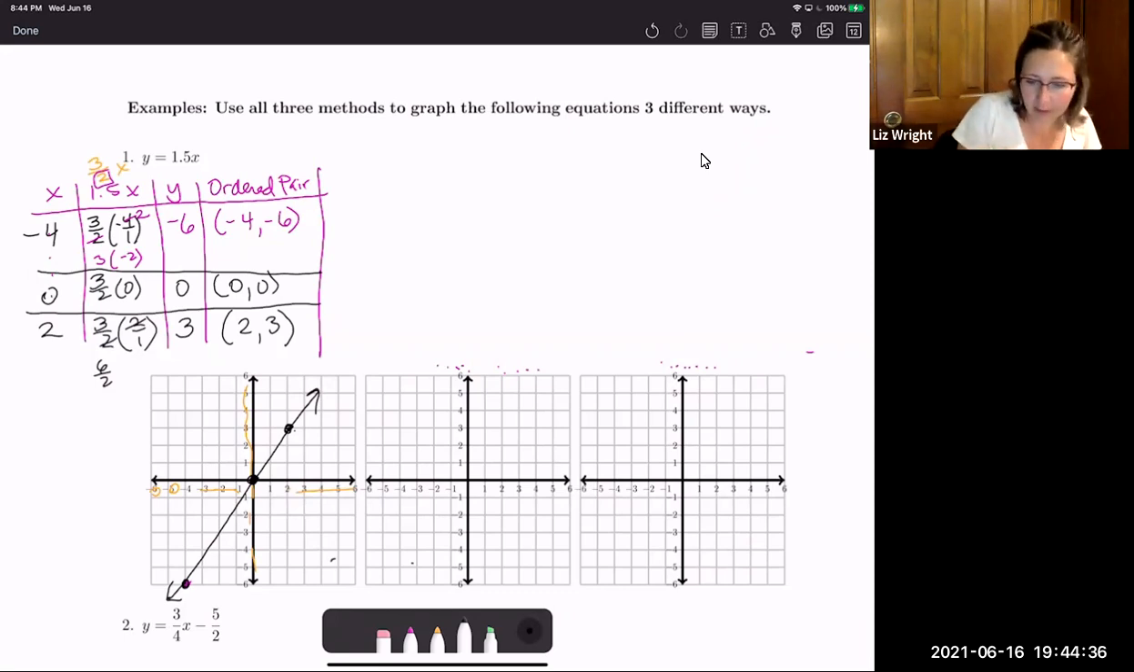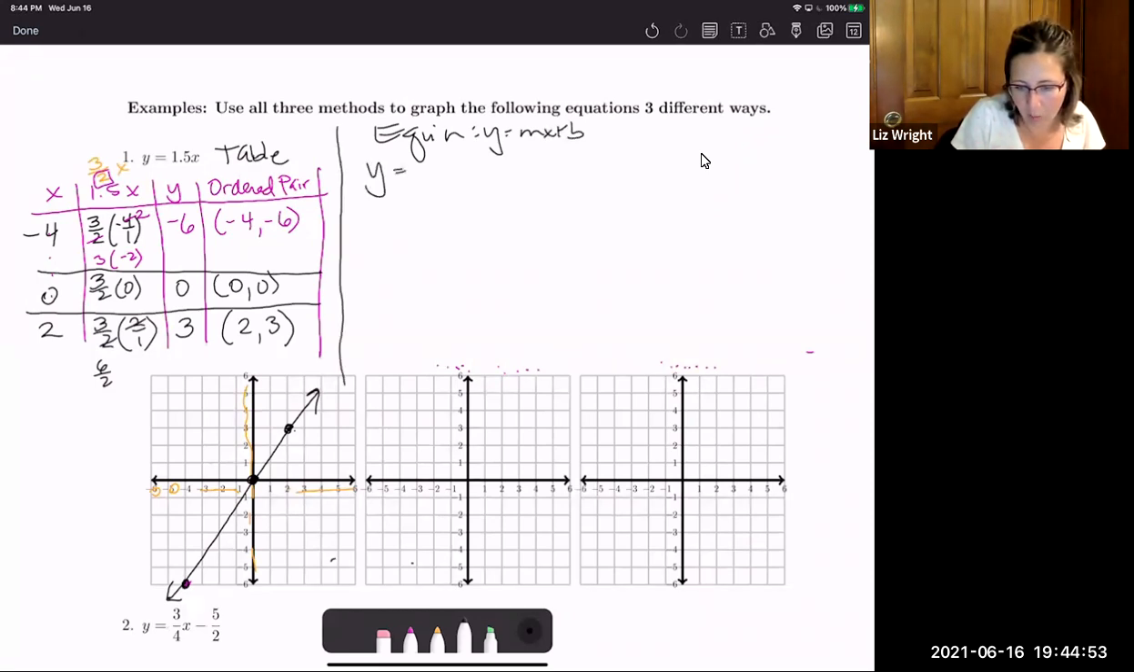All right, so here's our second method. So this one was table. The next one's equation for slope intercept. And so I'm just going to rewrite the equation. I'm going to have y equals 1.5x. And so I want you to identify your slope, which is 1.5. And again, that would be 3/2. I want to change it to 3/2 because I'm going to go up 3, right 2, up 3, right 2, up 3, right 2.